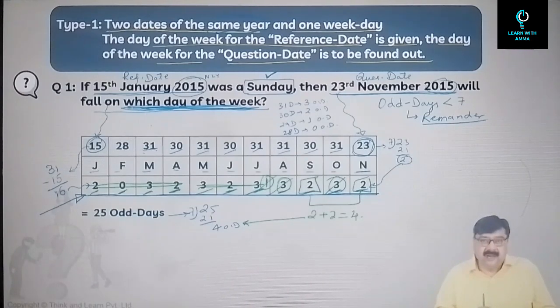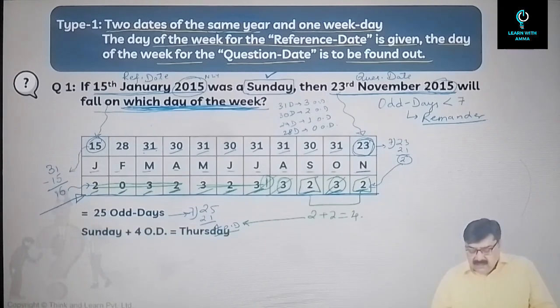So do it bit by bit. We have divided this sum here without actually adding up all the numbers. But at the end, these 4 odd days is what we require. So Sunday plus 4 odd days: 4 days ahead of Sunday. Monday, Tuesday, Wednesday, Thursday. So Thursday happens to be the 4th day from Sunday. So hence, this shall become the answer.